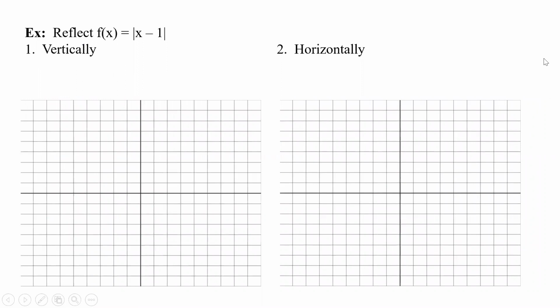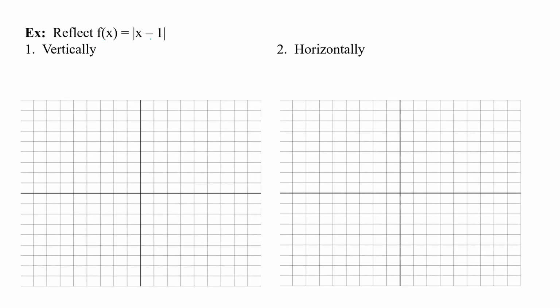All right, so this one, we want to reflect our function f of x equals absolute value of x minus 1 vertically as well as horizontally. So first off, what we really need to do is graph f of x equals the absolute value of x minus 1. We have to figure out what that one is equal to first.